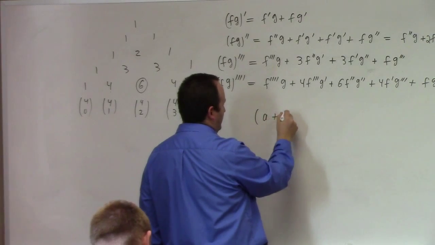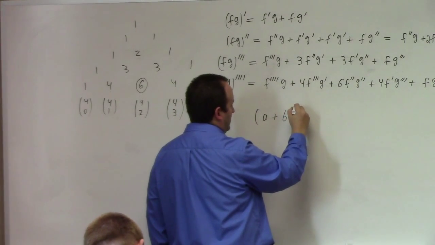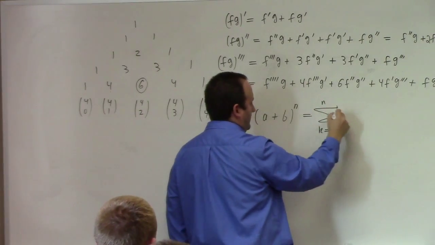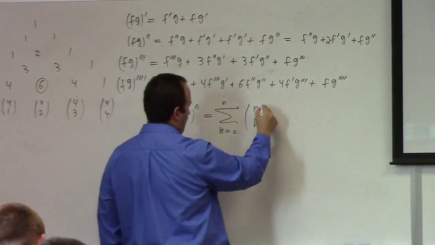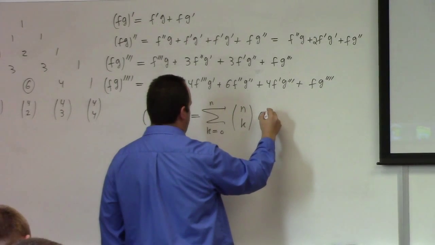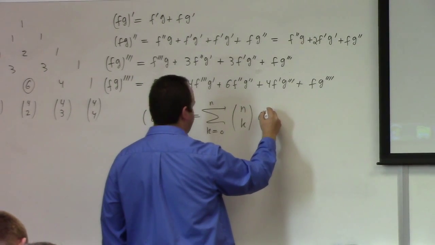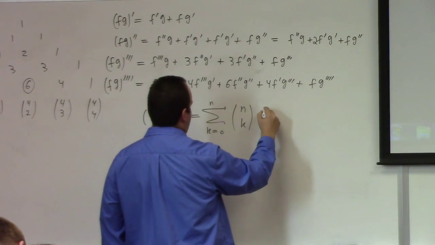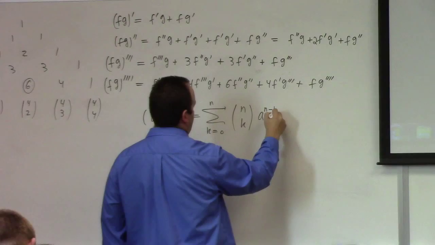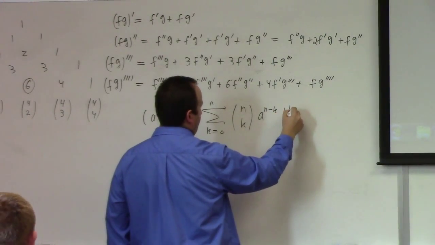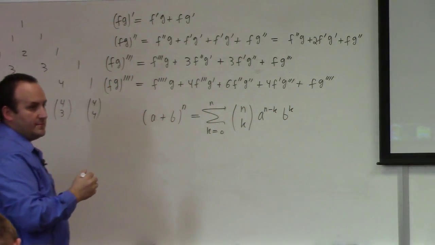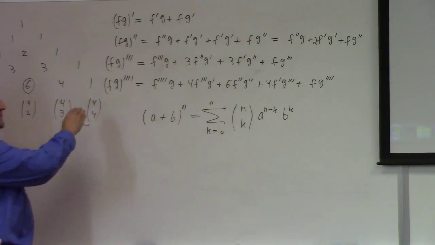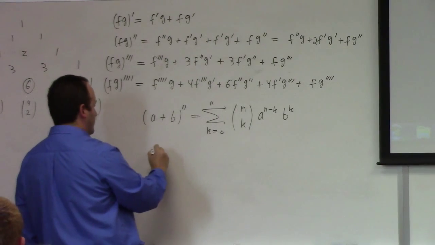Now, basically you have (a plus b) to the n power. It's equal to a sum, k equals 0 to n, of n choose k, a to the n minus k, and then b to the k. Yeah, I think that's right. That's the binomial theorem. And so essentially, you're seeing the same pattern for derivatives.